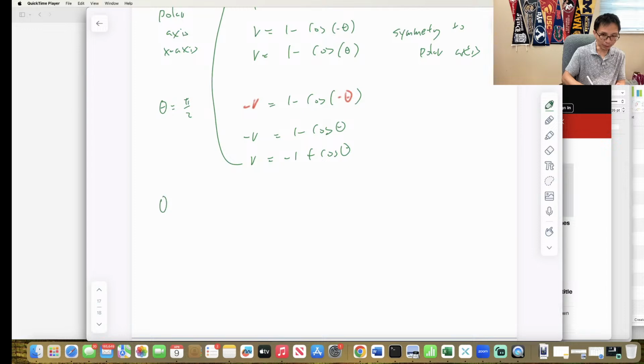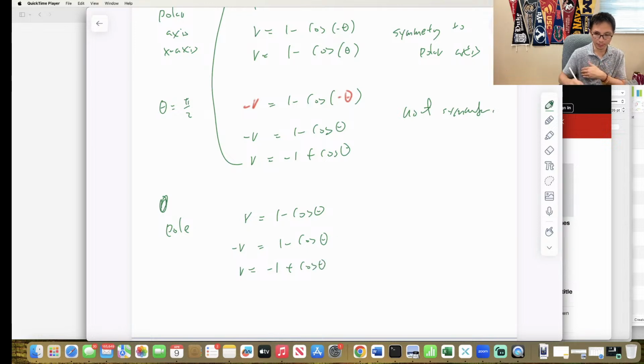Okay, now last one, you want to check, are they symmetry to the pole? Not symmetry to the y-axis, right? What is the pole replacement? You replace r with negative r. So let's write down the equation. I'm going to replace r with negative r. It's going to be negative r equal to 1 minus cosine of theta. If you distribute that, it's going to give you 1 plus cosine theta. Same situation as before, so it's not symmetry.